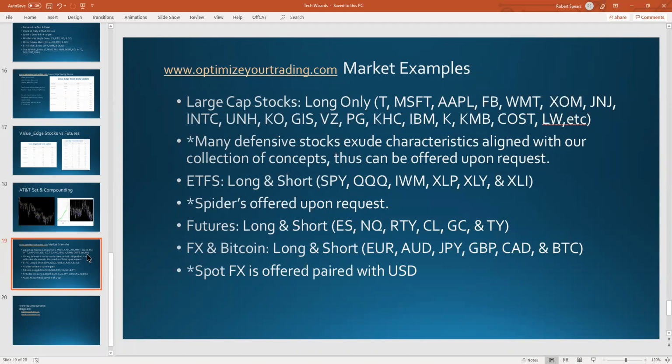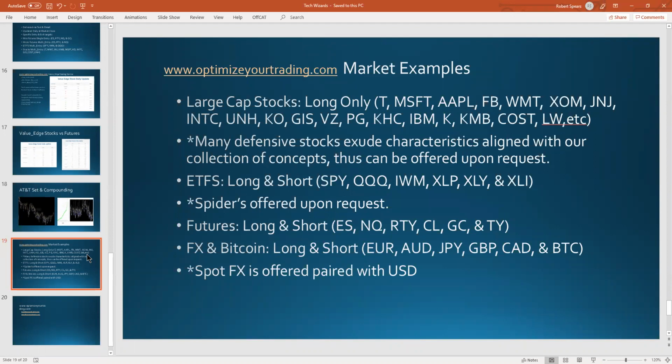And then ETFs, we stick with the majors, index sector ETFs. All spiders can be offered upon request, right? And then futures, long and short. Again, stocks is long only. ETFs, futures, FX, and Bitcoin are all long and short. ES, NASDAQ, Russell, crude, gold, and 10-year. And then all FX is offered paired with US dollar. So we stick with the majors there. And then we obviously offer a Bitcoin structure as well for value edge, right?